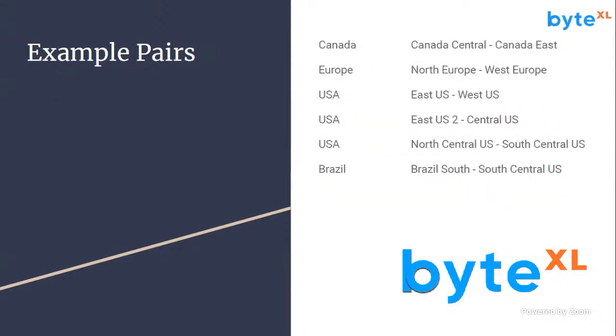As for examples of pairs, there's no need to memorize the pairs. It's just an example. For example, for Canada, you can choose the closest regions, Canada Central and Canada East. For Europe, North Europe and West Europe. For the US, East US and West US. For example, Brazil South and South Central US. So almost the closest regions will be considered for the region pair.